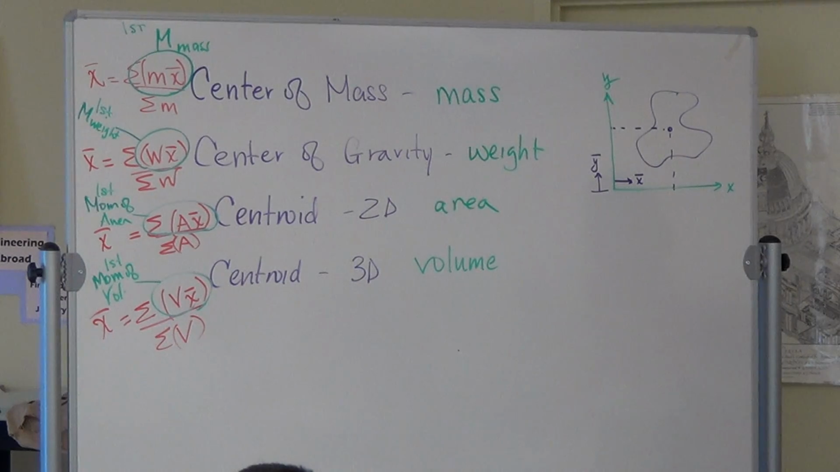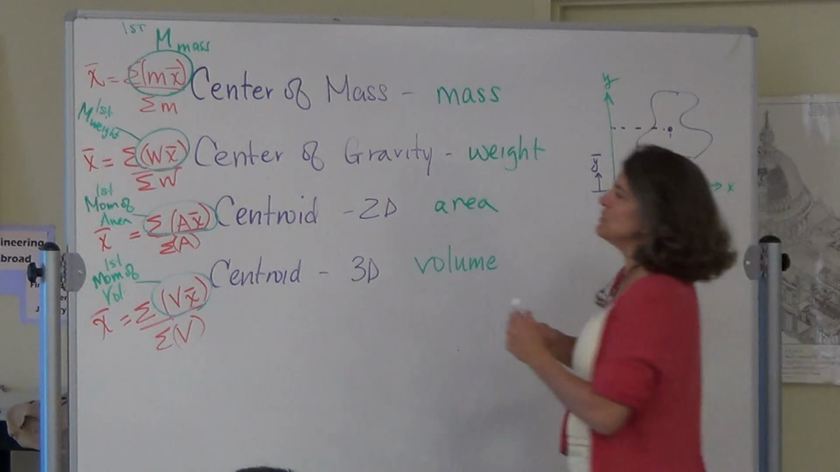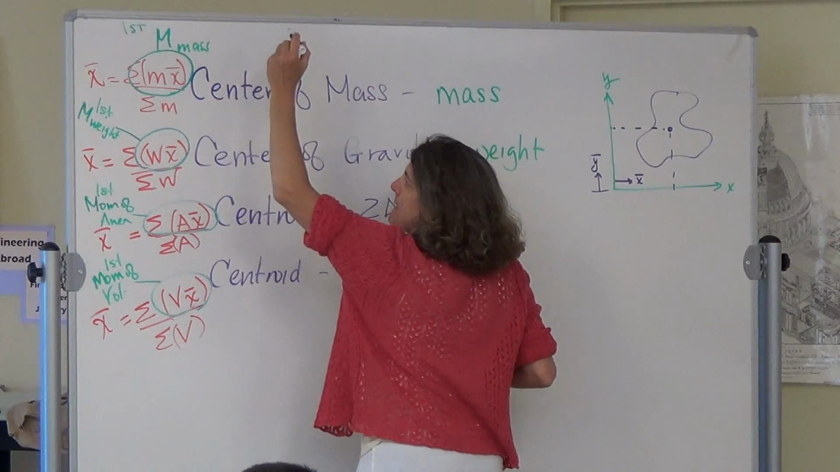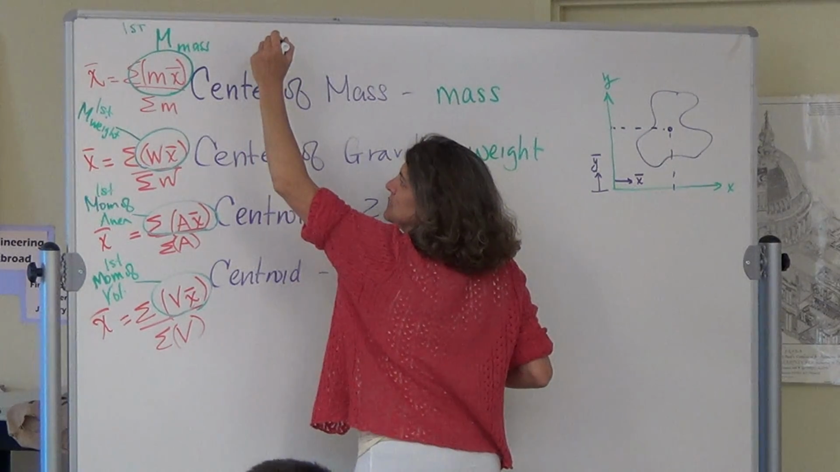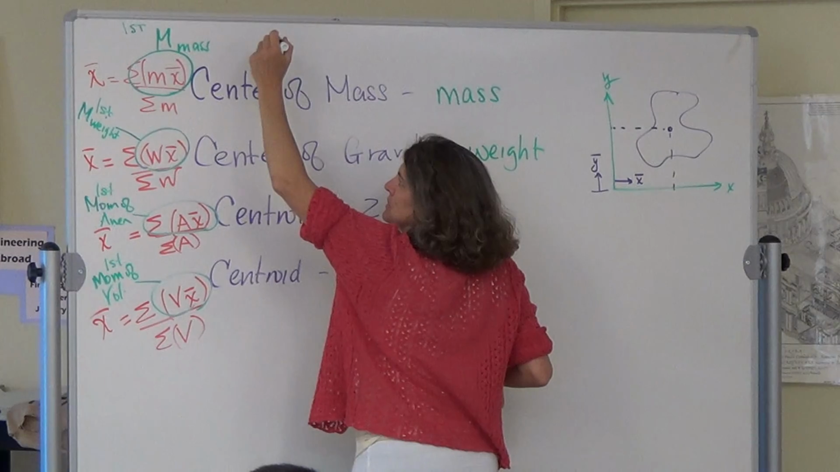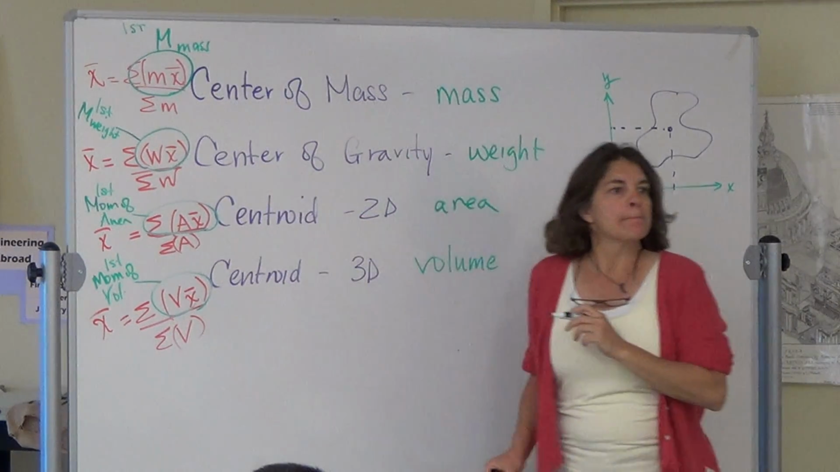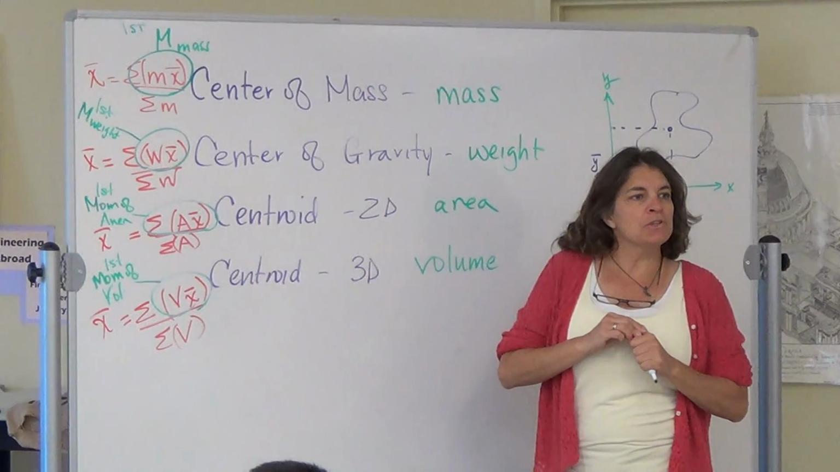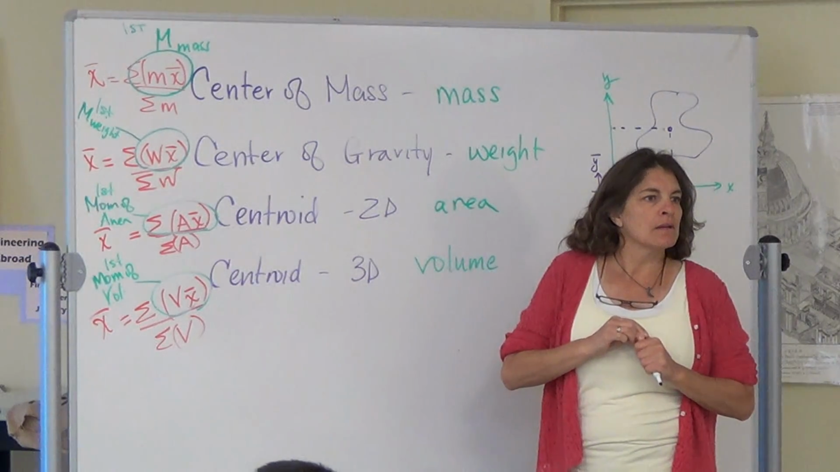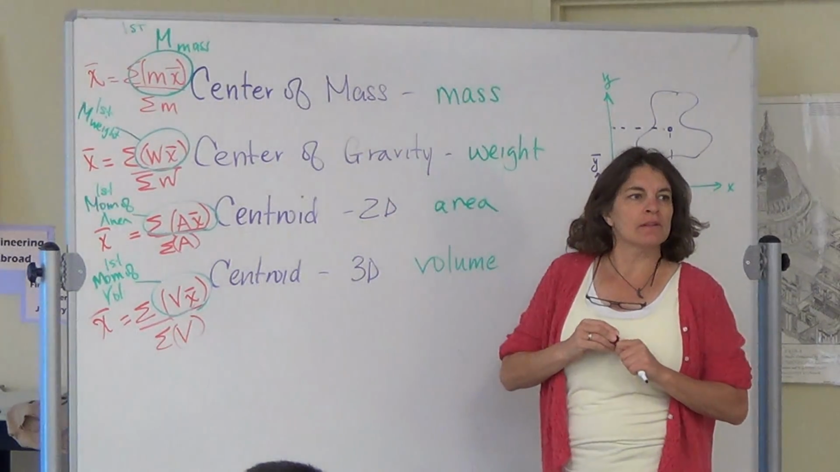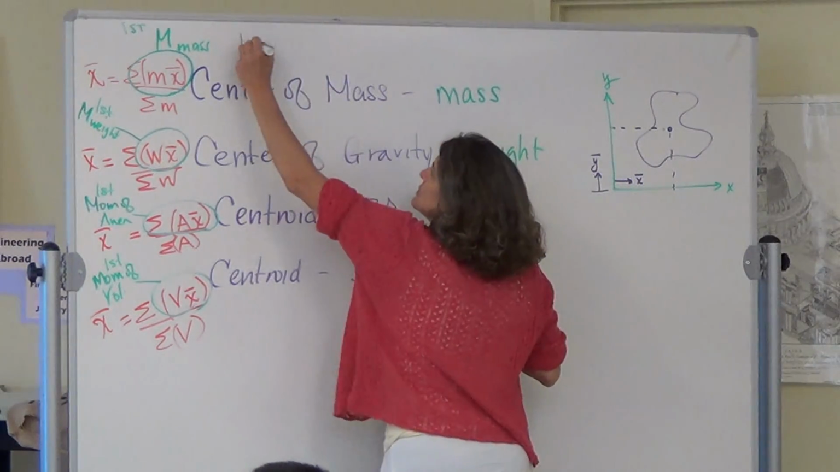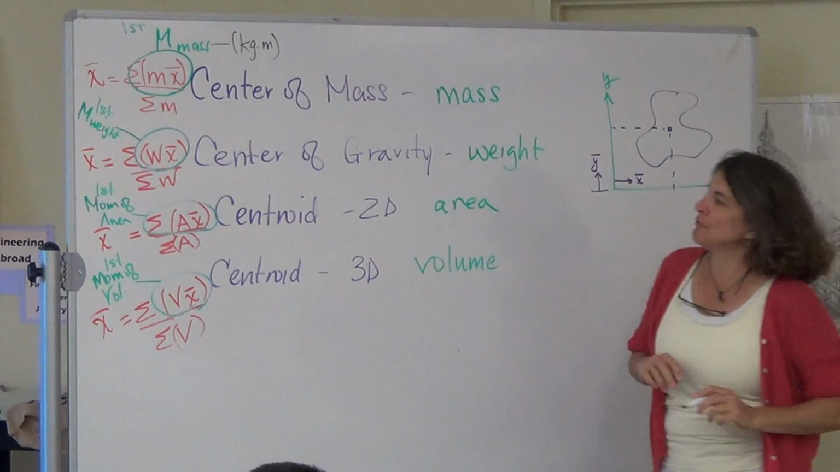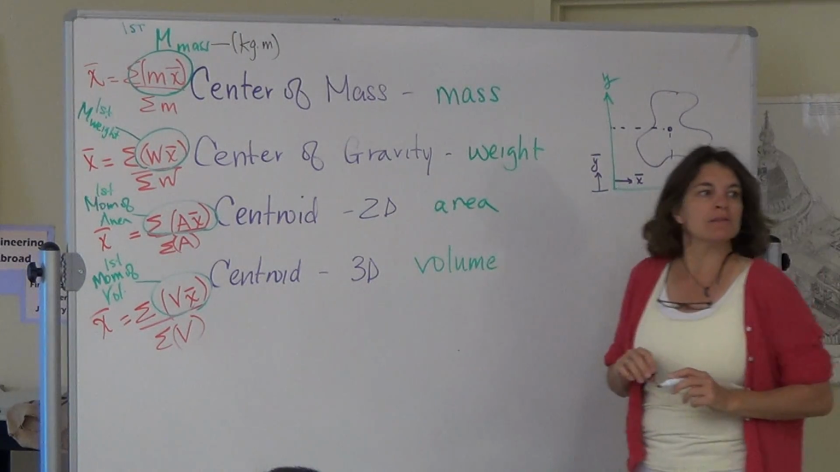Brandon, what were the units of the first moment of mass? Give me an example. What's the unit of mass? Kilogram. Good, and what's the unit of length? Meters. Good. So kilogram meter was one example of a unit. That's the unit for the first moment of mass.